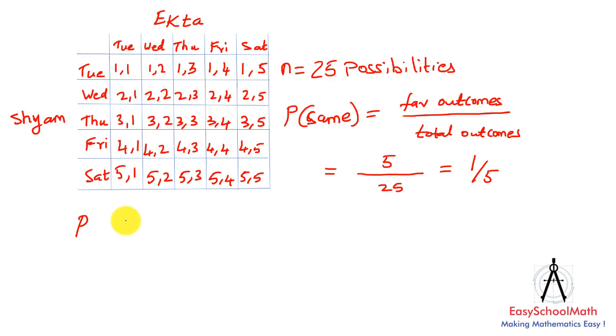The next we have to calculate the probability of Sham and Ekta going to the shop on consecutive days. Again here the total possibilities are 25. So where are the consecutive days? That means if Sham goes to the shop on the first day, Ekta has to go to the shop on the next day, that is 1,2. Also, if Sham goes to the shop on the second day, Ekta can go to the shop on the third day. If Sham goes to the shop on the third day, Ekta can go to the shop on the fourth day. If Sham goes to the shop on the fourth day, Ekta will go to the shop on the fifth day. So you have 4 such possibilities.